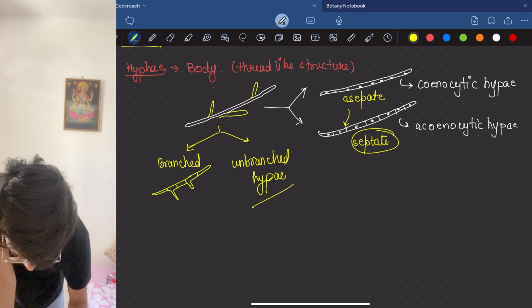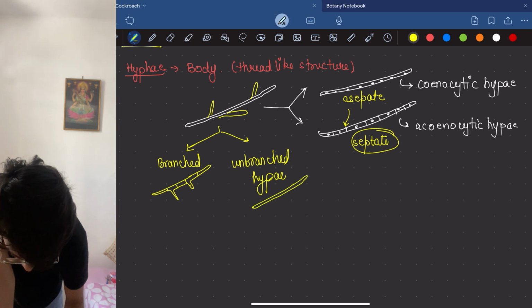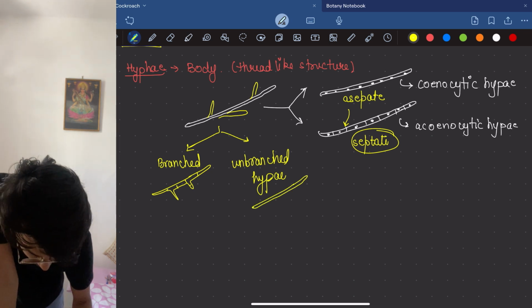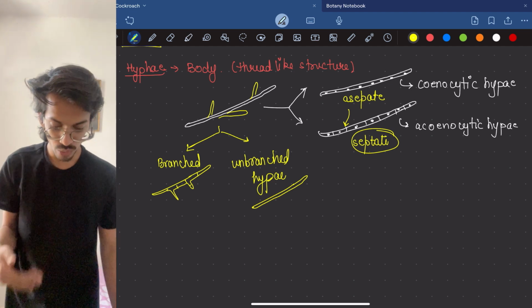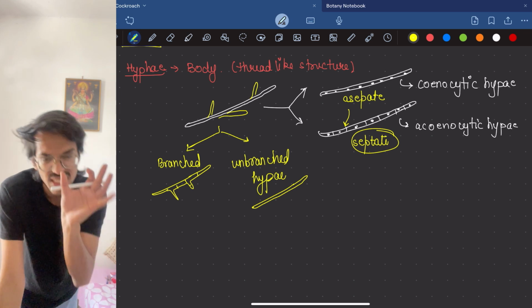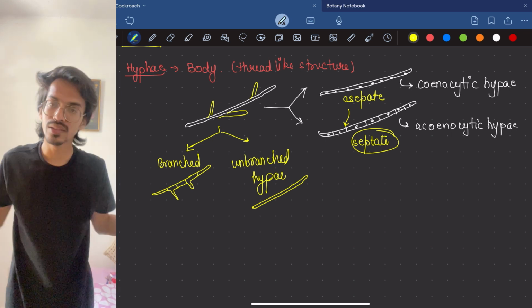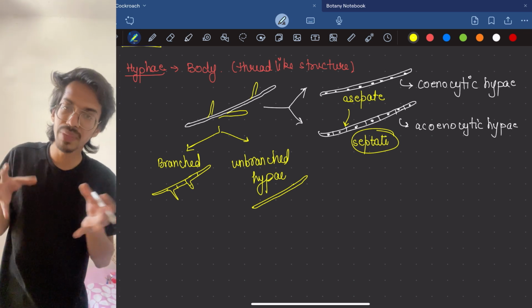So branched hyphae will have certain branches present. They are also growing like this. Whereas this is what? Unbranched hyphae, single lane over there. Okay, moving on to the next thing, that this hyphae is what? Singular structure. They come together and form a bigger structure.